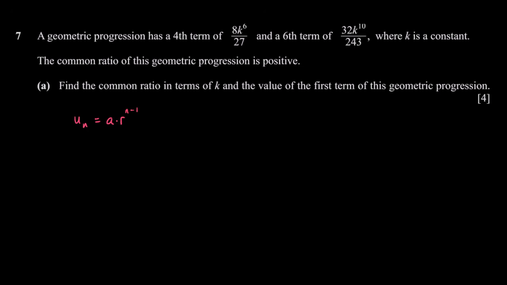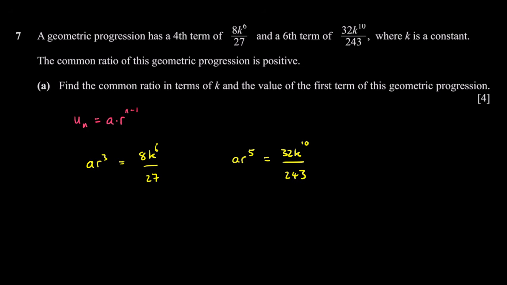Okay, so if we've got the fourth term, then that will be ar cubed. So ar cubed is equal to 8k to the power of 6 over 27. And the sixth term will be ar to the power of 5, which is equal to 32k to the power of 10 over 243. And what we want to do is find the common ratio.